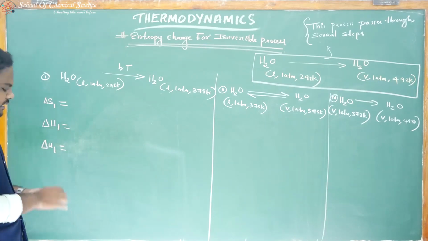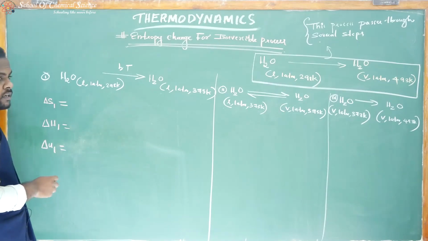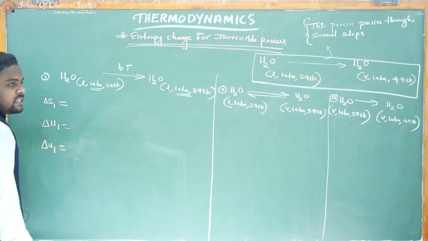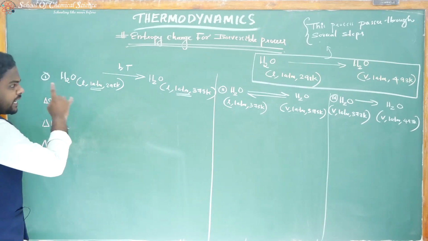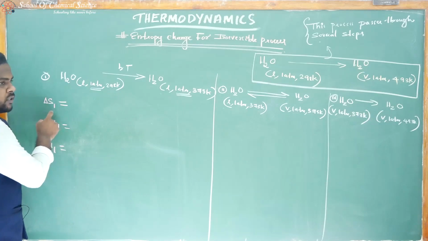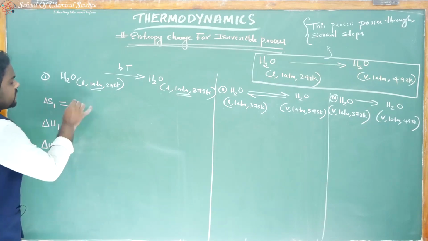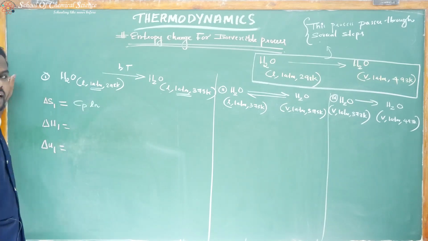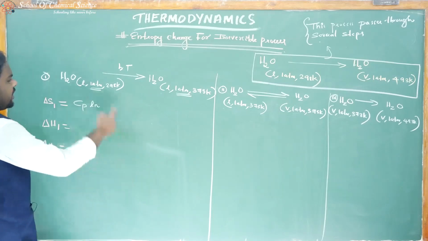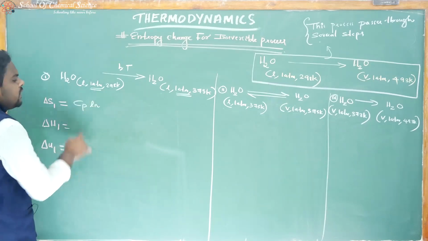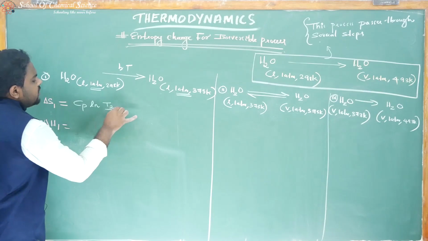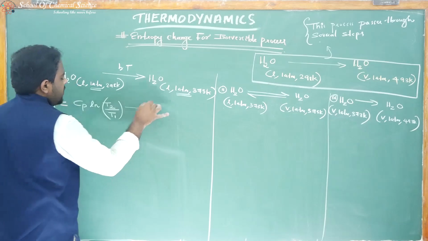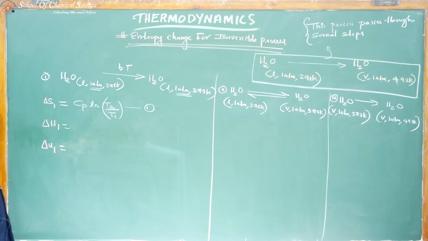What is the equation for delta H1, delta S1? Since here the pressure is 1 atm and here also the pressure is 1 atm, it's an isobaric process. During an isobaric process, you know the equation for delta S1. Delta S1 is equal to n Cp ln T2 by T1. For example, here the number of moles is taken as 1, so Cp ln T2 by T1. This is equation number 1.